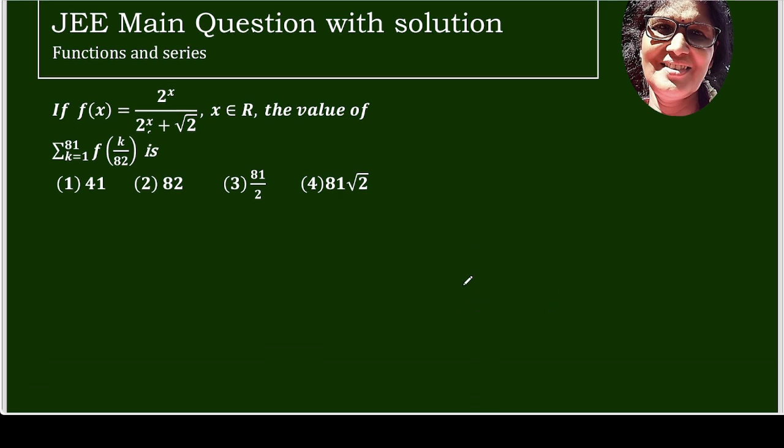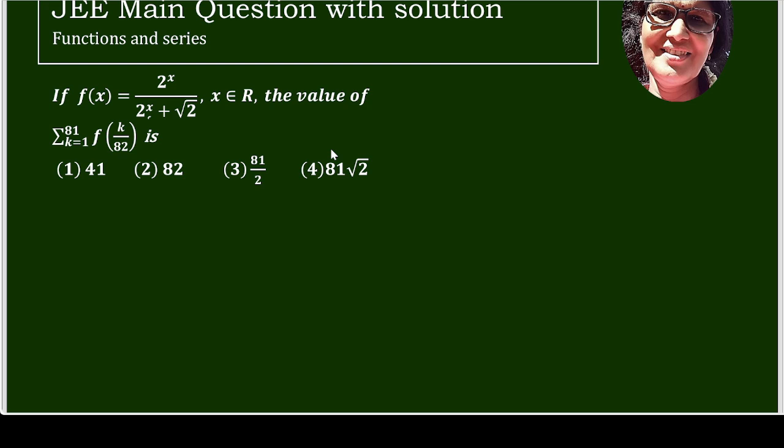So today, one JEE Main question based on functions and series. This can be a Math Olympiad challenge also. The question is: f of x equals 2 power x over 2 power x plus square root 2, x belongs to real numbers. The value of summation k equals 1 to 81 of f of k over 82 is, the options are 41, 82, 81 over 2 and 81 root 2.